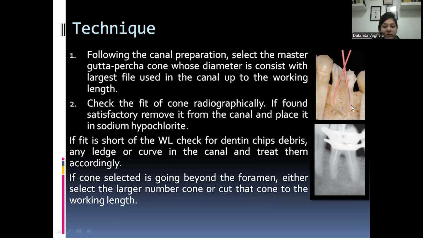Now, suppose it is fitting properly, it is fine. But it can be short or it can be extruding out. So if it is short, then you have to see the canal and do the biomechanical preparation again. Maybe there is a blockage, or any kind of ledges which have been created. So you need to treat that accordingly. If it is going beyond the 4 mm, then there are two options. One is to cut the GP, or you have to use a bigger size, larger number cone, right?